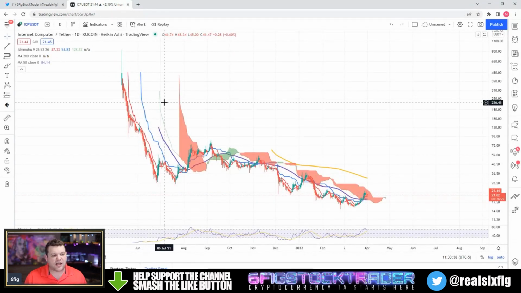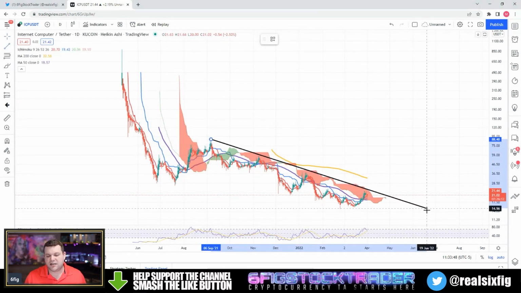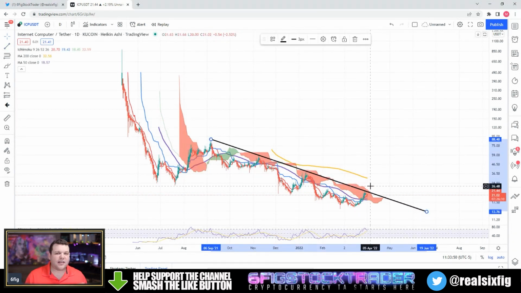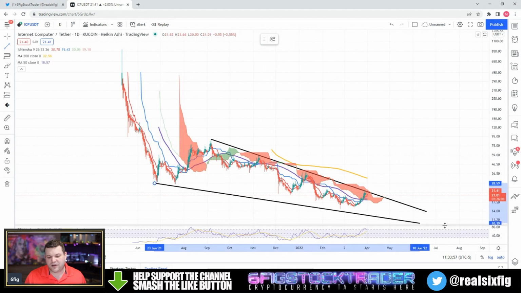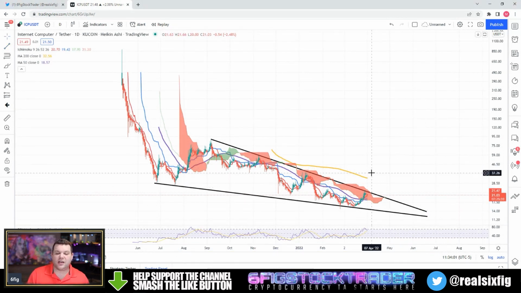So getting on to Internet Computer. Now this thing is looking super bullish. We have the daily chart pulled up, but we can see that there is a trend line that needs to get broken. And really, this is almost more of a gigantic falling wedge more than anything, which I highly suspect could produce some significant bullish momentum to the upside.